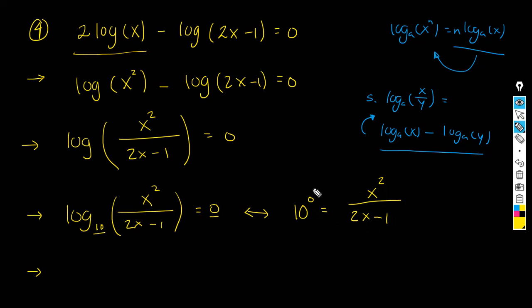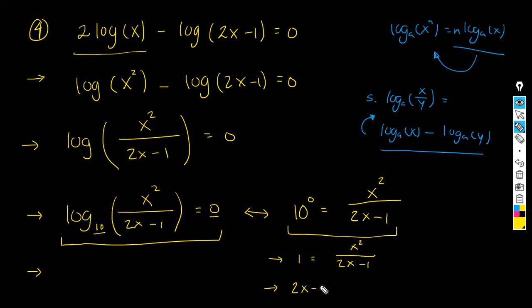Okay? And now we have this equation which is completely equivalent to this. If we solve this equation, then that means that we are solving this without knowing it, so to speak. So 10 to the 0, any number to the 0 is 1, equals x squared over 2x minus 1. We multiply both sides times 2x minus 1. And now we have this simple equation. It's extremely simple. I give you 1 minute to solve it. Go ahead.